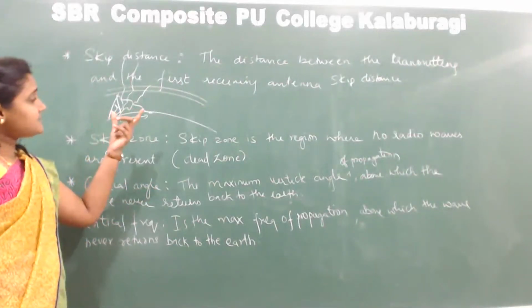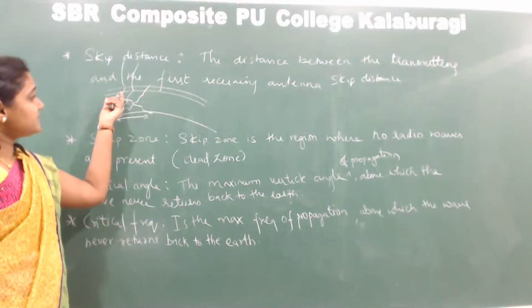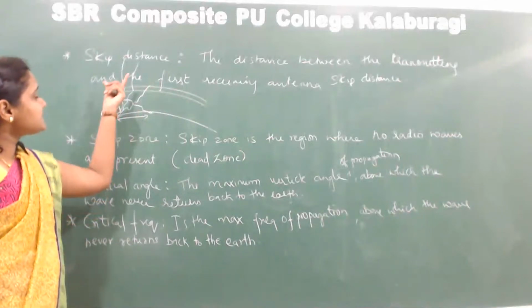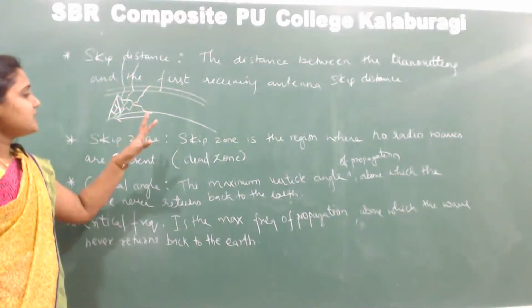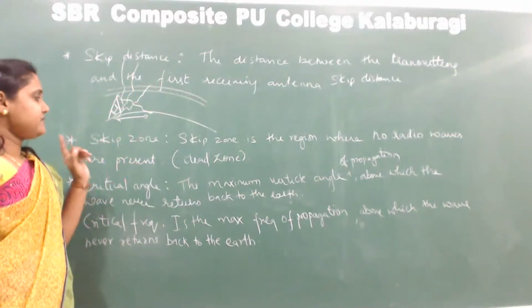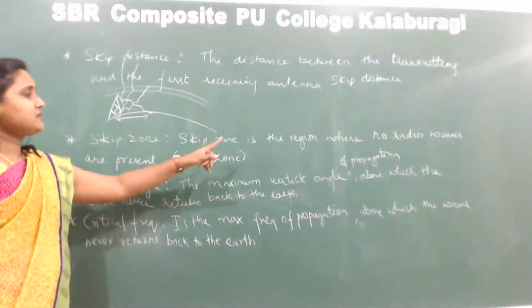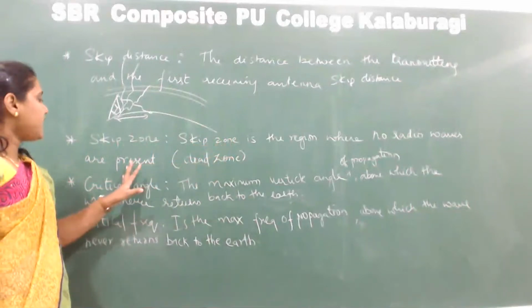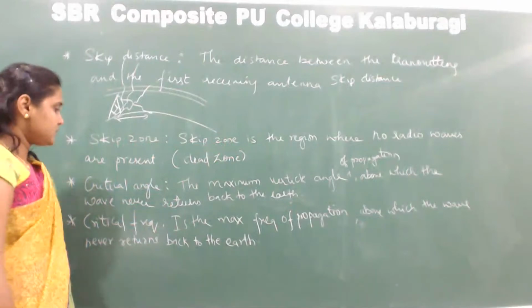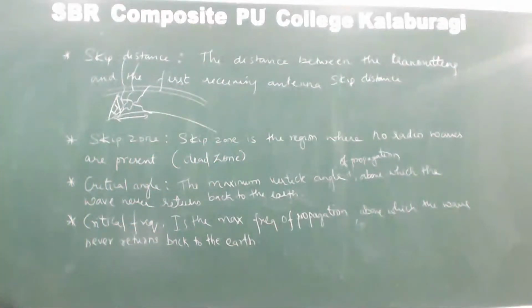Skip distance is the maximum distance between the transmitting and the first receiving antenna. Within that skip distance, that particular range, there will be no electromagnetic waves, otherwise radio waves, present. Skip zone is the region where no radio waves are present or exist. It is also called the dead zone. So these are the important terms of wave propagation.